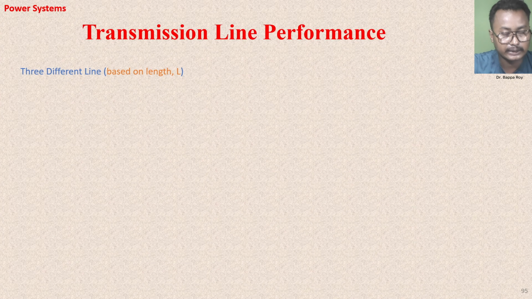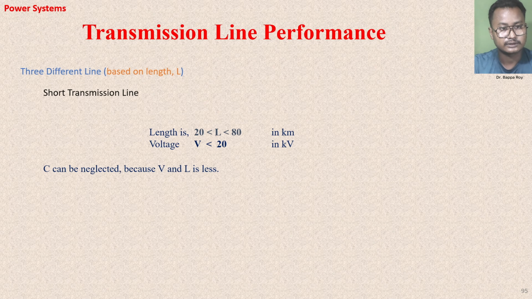So there are mainly three different types of transmission line based on length. Let's see the short transmission line first. We will not go for the full analysis or full calculation. Maybe we will come to it in advanced power system with the full calculation. Otherwise, the video will be very lengthy if we add calculations for all three transmission lines.